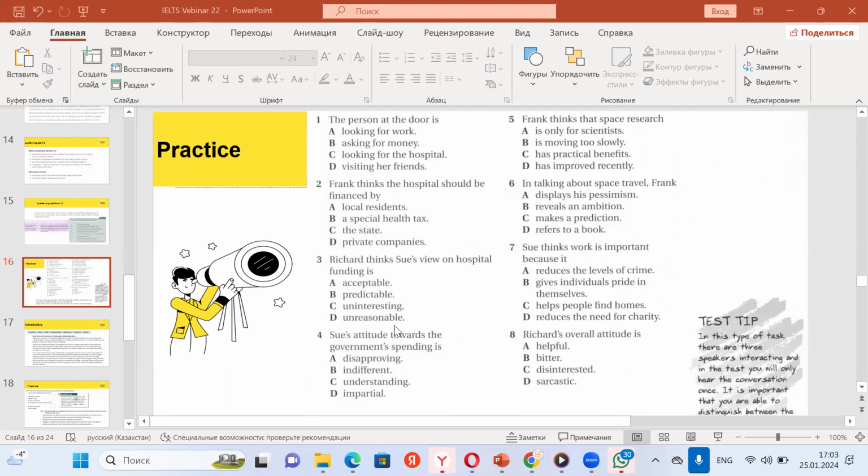3D, unreasonable. So what does unreasonable mean? Forgot the Russian word. So reasonable, it's like when you agree with someone, you say, well, it's reasonable. But when you disagree with someone, you say it's unreasonable. Do you think Richard disagrees with Sue? And 4A, Sue's attitude?